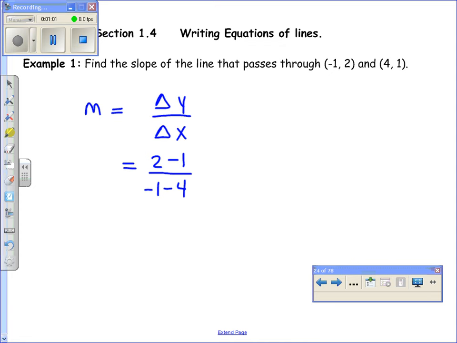And you need to make sure you go the same direction here. So change in y, I said 2 minus 1. So then when I go to do the x's, I need to go the same direction as I did. And that's going to give me 1 over negative 5. So the slope of this line is negative 1/5.